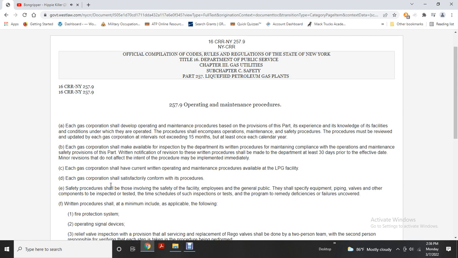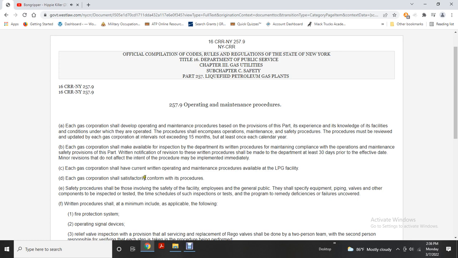Each gas corporation should make available for inspection by the department the written procedure, maintained in compliance with the operation, maintenance, and safety provisions. Notification of these written procedures shall be made to the department at least 30 days prior to the effective date, while a minor revision that does not affect the intent of the procedure may be implemented immediately. Each gas corporation shall have the current operating and maintenance procedure available at the liquid petroleum gas facility. Each gas corporation shall satisfy conformance with the procedure.